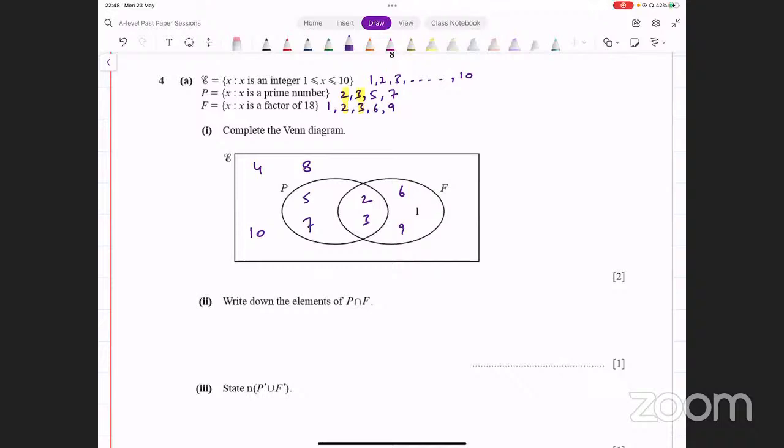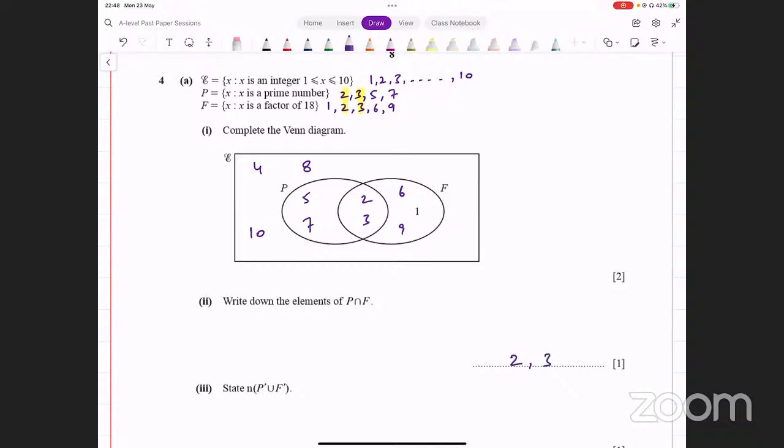अच्छा, it says write down the elements of P intersection F. P intersection F का क्या मतलब है? That's this region here जो common है दोनों के अंदर. There are 2 and 3. आपने elements लिखने हैं, वो आप अलग अलग इस तरह से लिख सकते हैं. सेट का नहीं कहा उसने, सिर्फ elements लिखने हैं तो आप लिख देंगे 2 and 3 like this. So you'll say it's 2 and 3.